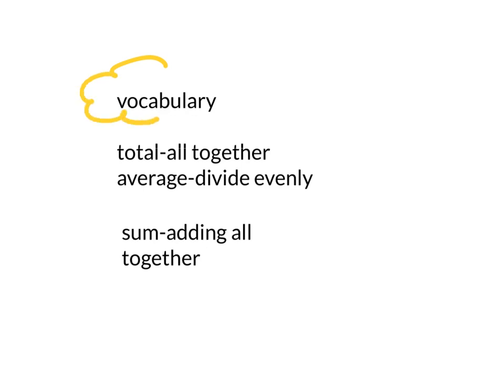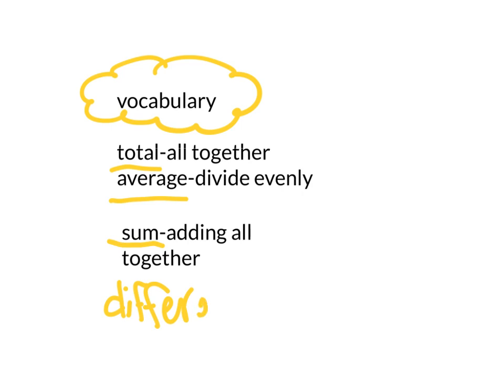Vocabulary that we need to know: total just means all together. What's the total amount of rainfall? What's the total amount of students in our school? What's the total amount of siblings you have? And average is just to divide evenly. What is the average rainfall we get in a year? What is the average amount of siblings that we have with all of our students? And then sum. Sum is just adding things together. If I said the difference, you would subtract. But we're working on the sum.